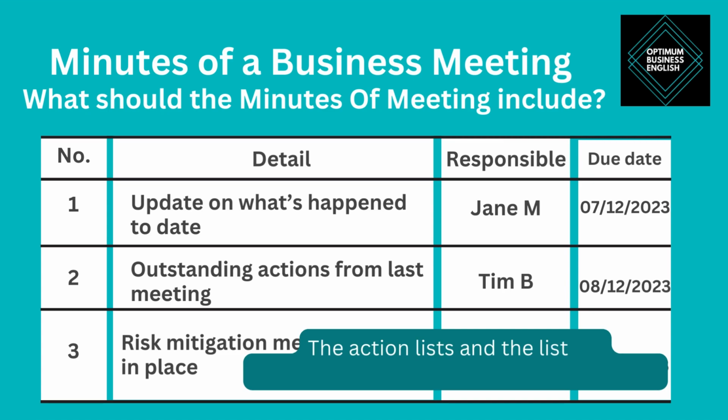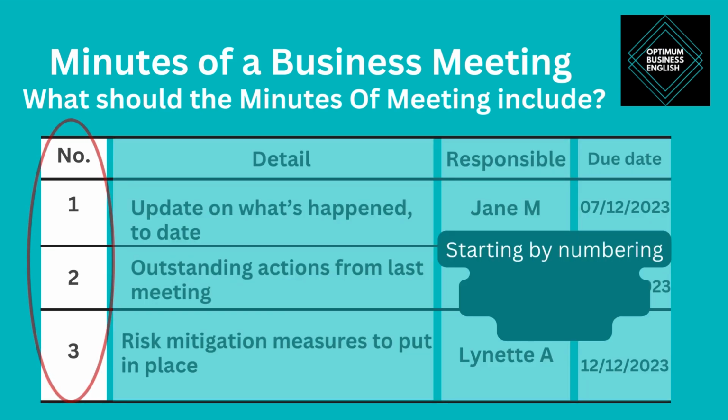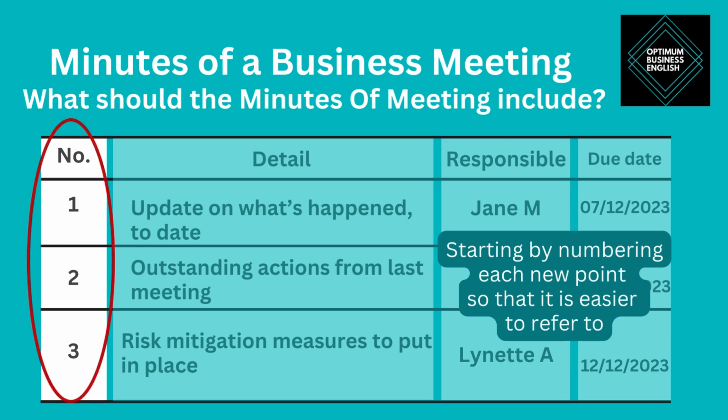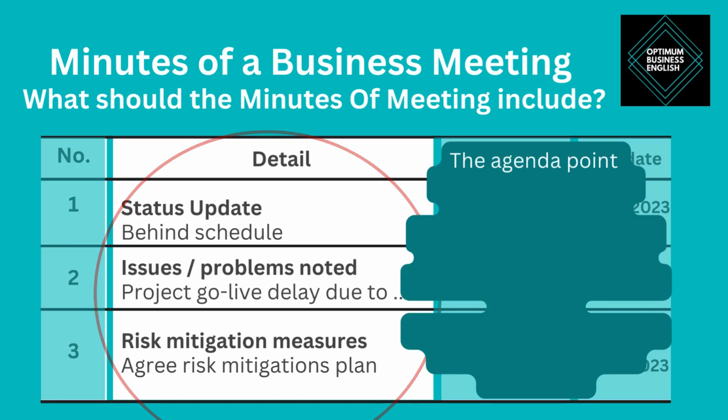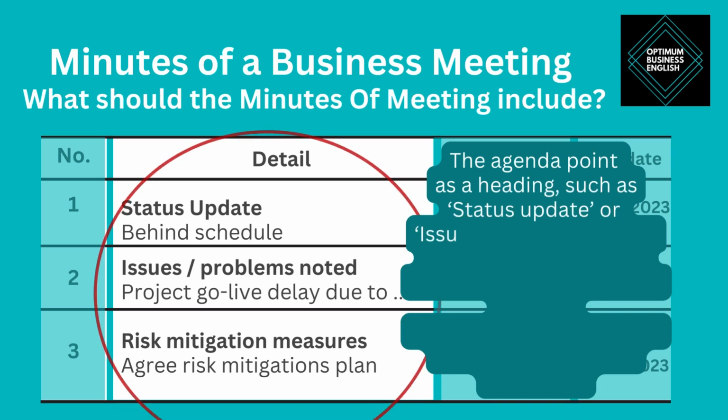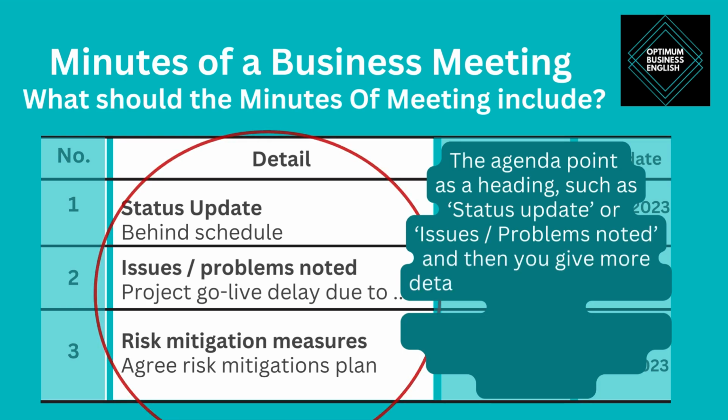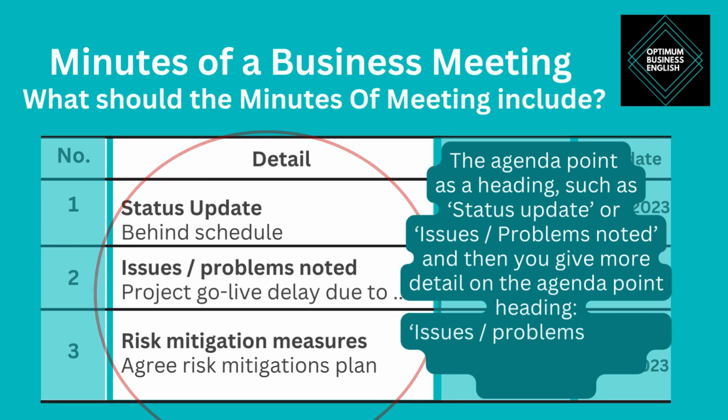Next, you could add the action lists and the lists of decisions agreed upon during the meeting, starting by numbering each new point so that it is easier to refer to. Next to the point number, you give the agenda point as a heading, such as status update or issues or problems noted, and then you give more detail on the agenda point heading, such as issues or problems noted, project go live delay due to X, Y, or Z.